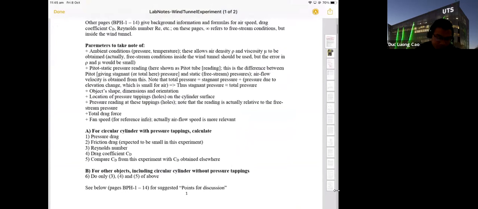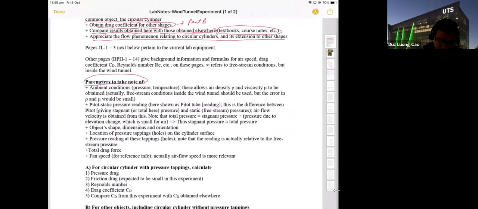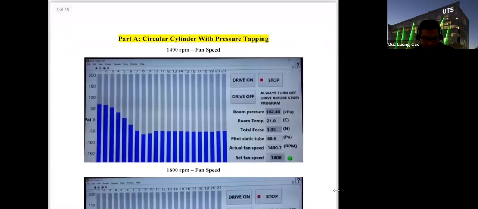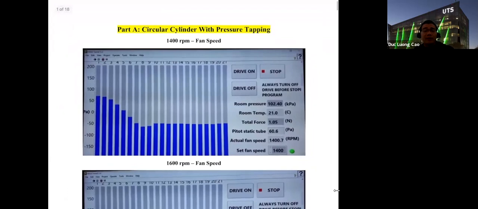Okay. So now, the parameters you take note of. Firstly, you take note of the ambient condition, pressure and temperature. Actually, you can use a pressure of 101.3 kPa and a temperature of 20 Celsius. That's okay. Or you can use the pressure and temperature from this one, the screen of the laptop. This will show you all the data you need.